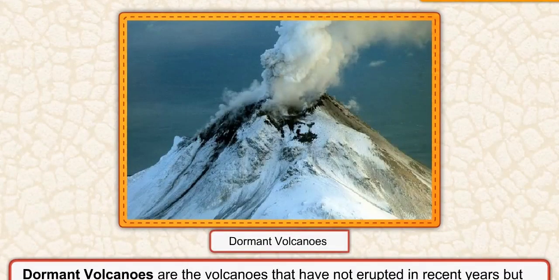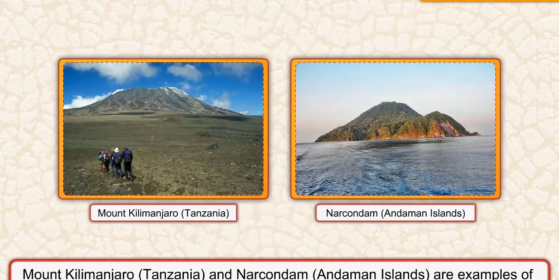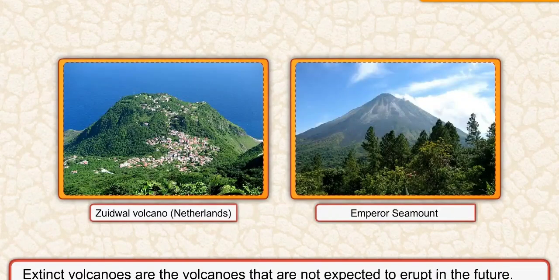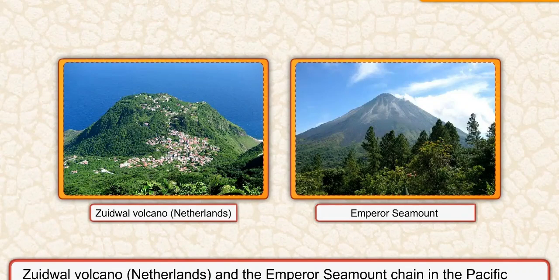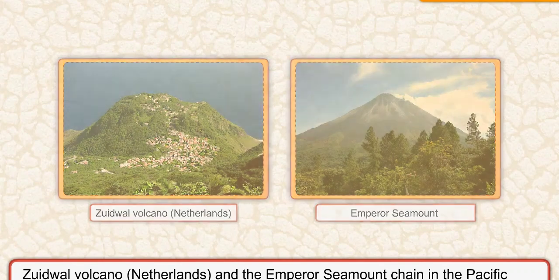Dormant volcanoes are the volcanoes that have not erupted in recent years but may erupt in the future. Mount Kilimanjaro in Tanzania and Narcondam in Andaman Islands are examples of dormant volcanoes. Extinct volcanoes are the volcanoes that are not expected to erupt in the future. Zuidwal volcano in Netherlands and the Emperor Seamount chain in the Pacific Ocean are examples of extinct volcanoes.